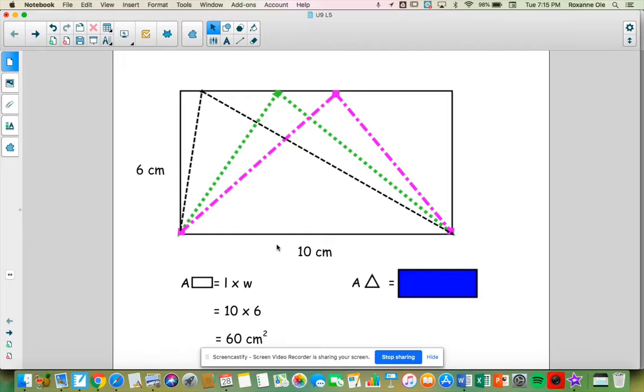Once you've drawn it, I want you to put a dot anywhere along this top line. I've done 3 different dots. I've done this one here, and then I want you to connect the dot down to the bottom corners. So you could do it like this. You only need to do 1. I've drawn 3, but I only want you to do 1.